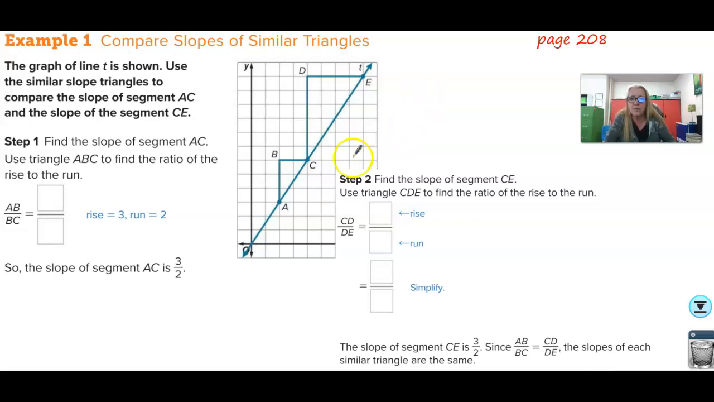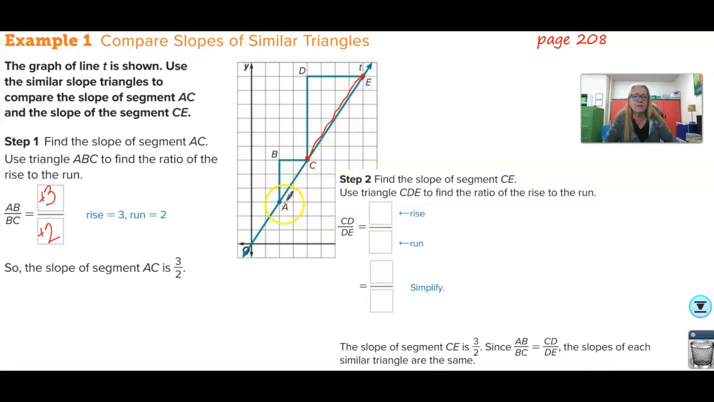Okay, so from A to B is up 3, and B to C is right 2. So the slope of the segment is 3/2. Find the slope of segment CE. That's this line segment right here, in between C and E. They want to know the slope of this segment.